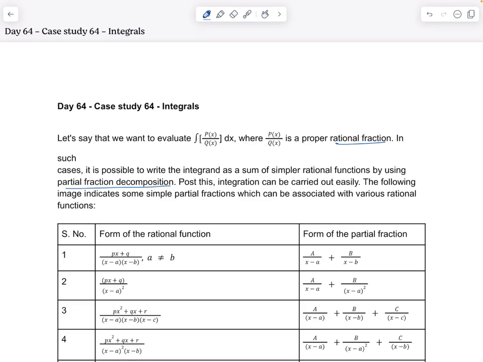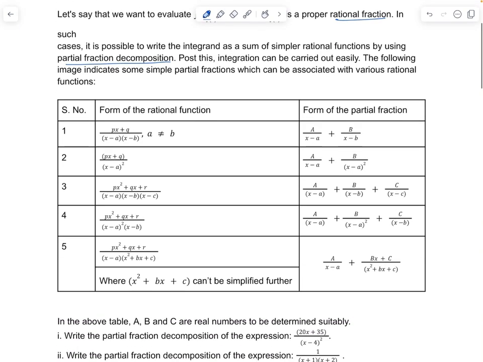The following image indicates some simple partial fractions which can be associated with various rational functions. A table has been given and there are two columns here: form of the rational function, form of the partial function. For each form of rational function, the form of the partial function is given. So the first thing we have to do is check the function that has been given to us, and recognize which form of the rational function it is. Based on that, we will be applying the partial fraction.